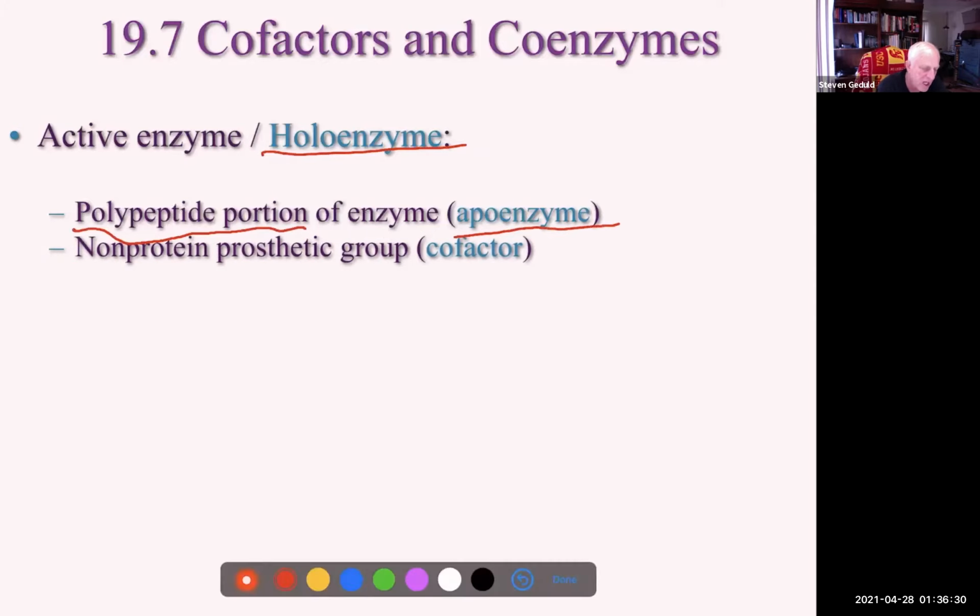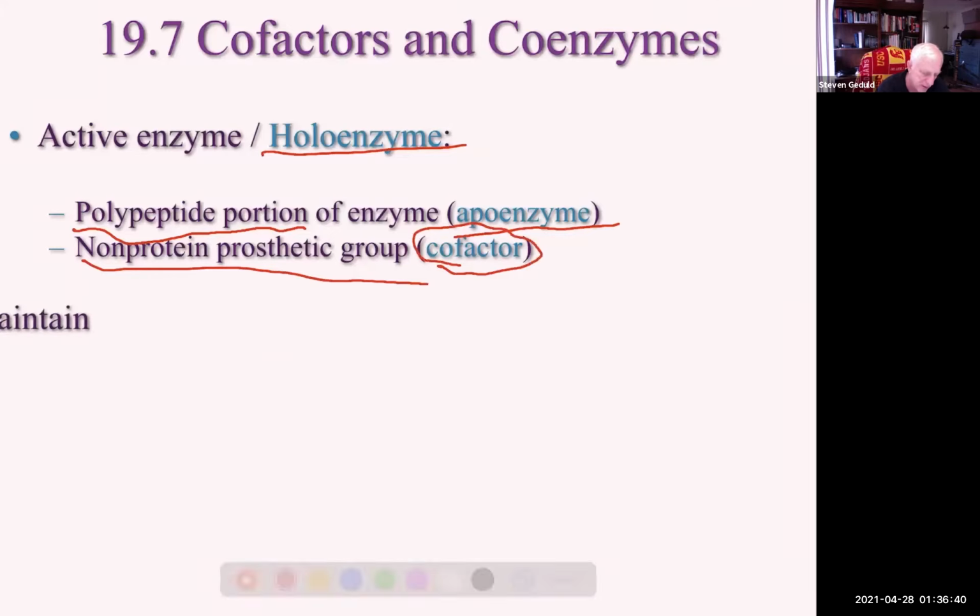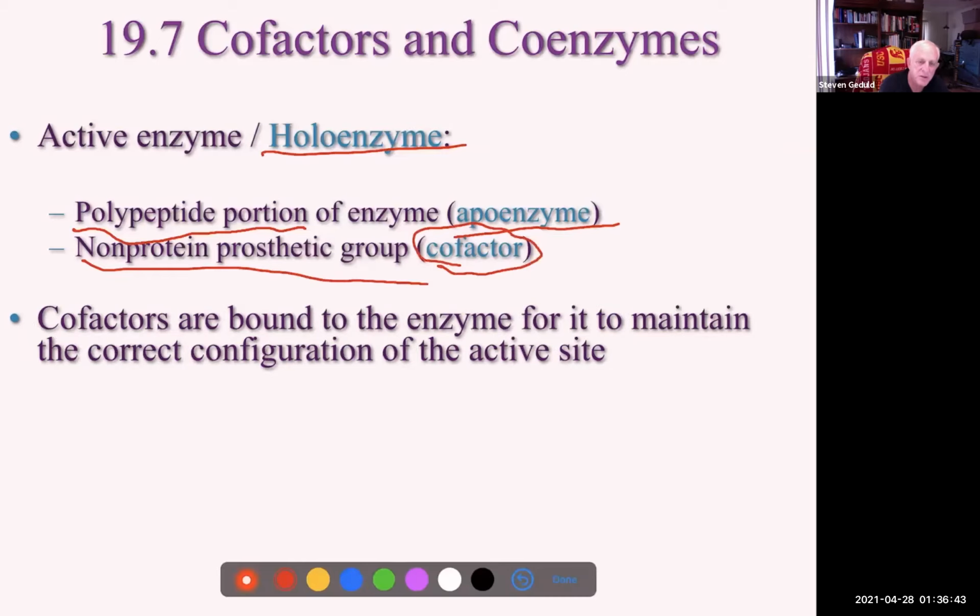A non-protein prosthetic group that's on it is called a cofactor. That's what binds to the enzyme and helps it accomplish its effect. Cofactors are bound to the enzyme to maintain the correct configuration of the active site. So the enzyme is made, it's an apoenzyme, it travels to the point where it needs to become active, and it binds with a cofactor. This cofactor then changes the shape of the active site, so now the enzyme is active. That's what cofactors can do.